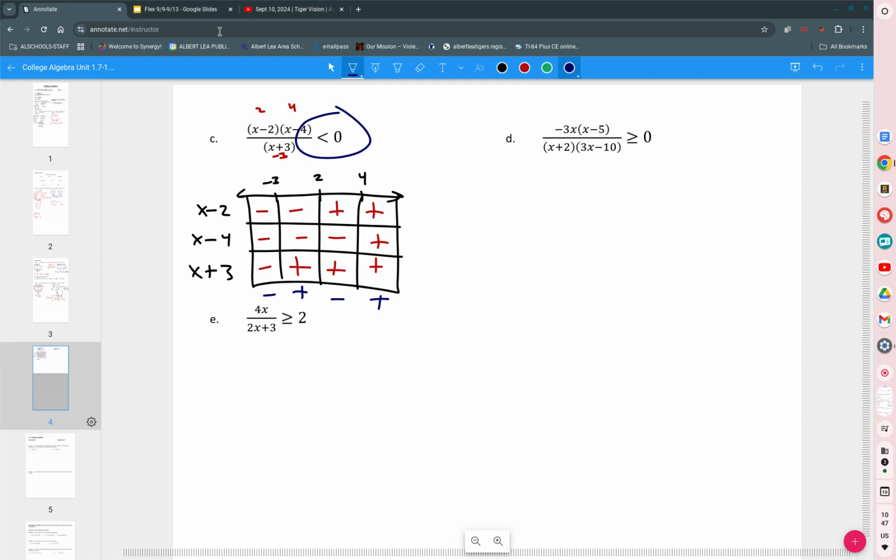Okay. You can see it says less than 0. To be less than 0 means it is negative. So we're wondering where this is negative. It's negative over here, and then it's negative from the 2 to the 4. So our answer is from negative infinity to -3, union 2 to 4.